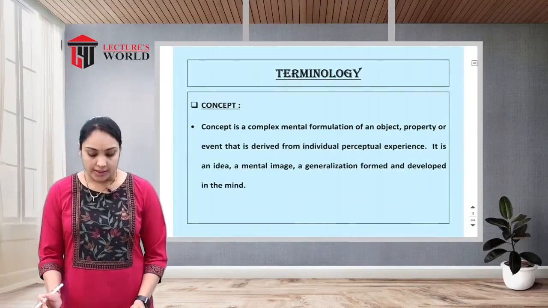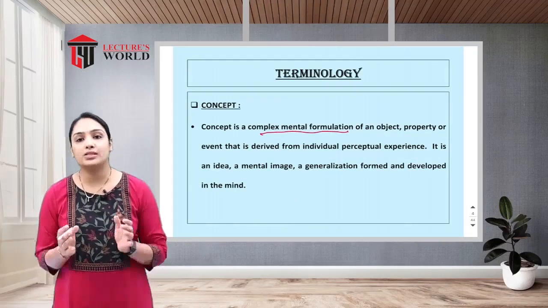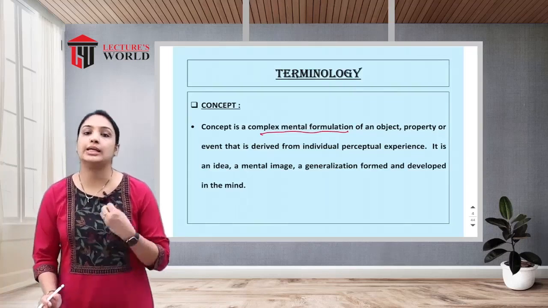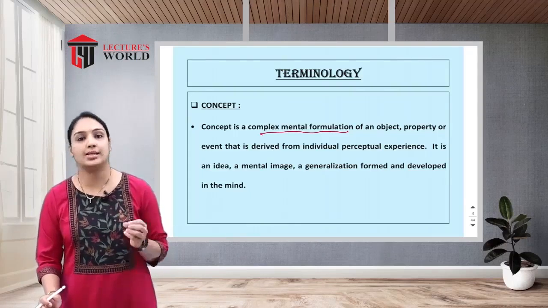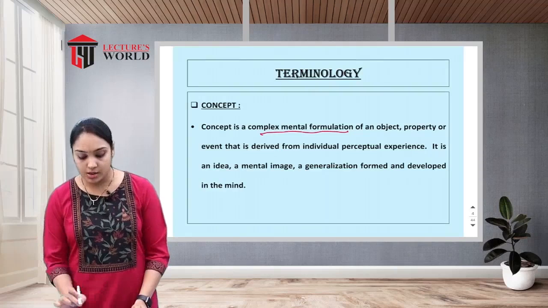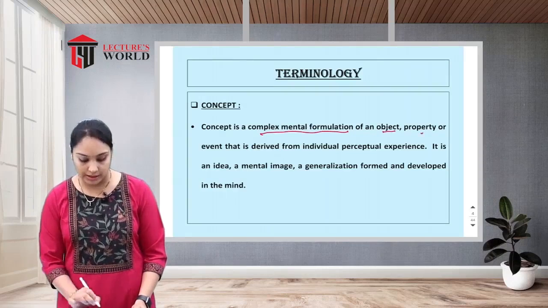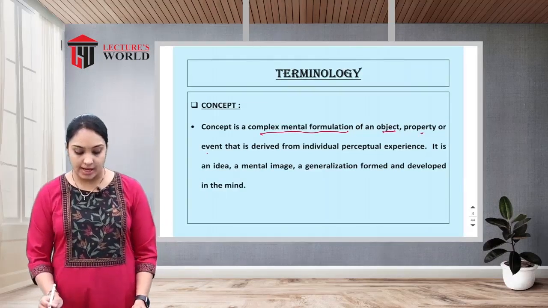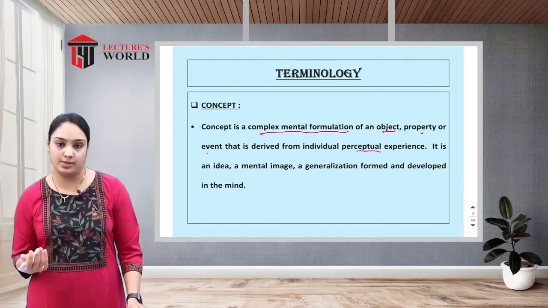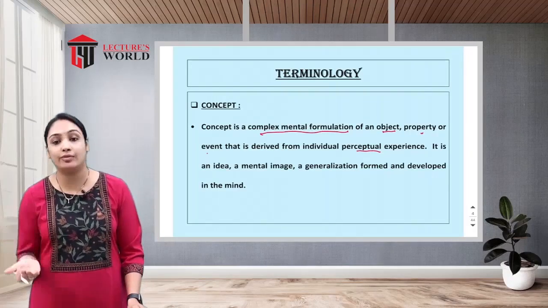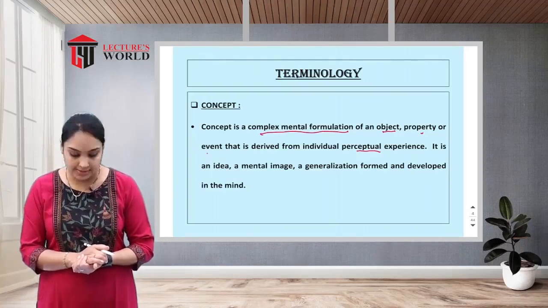Second definition: a concept is a complex mental formulation. Complex mental formulation means the different ideas, beliefs and properties that come into the mind; that is known as a concept. So it is a complex mental formulation of an object, property or any event that is derived from individual perceptual experience. Whatever ideas and events we perceive in our mind, that is known as a concept.